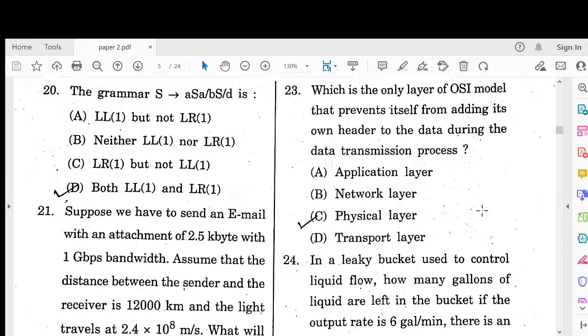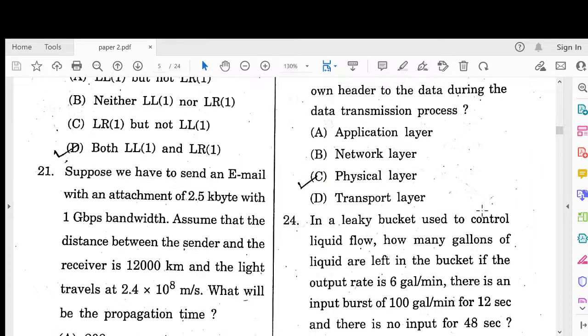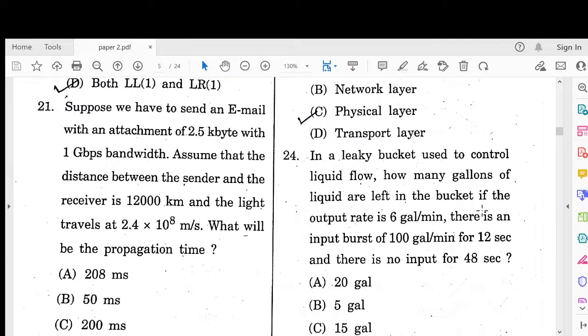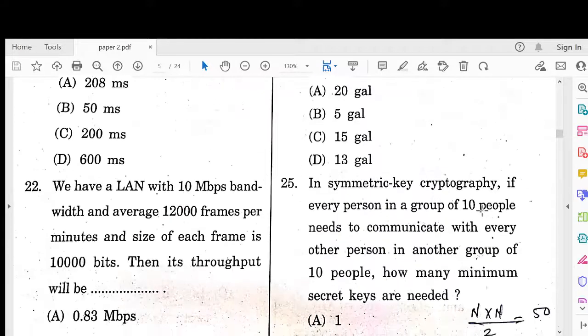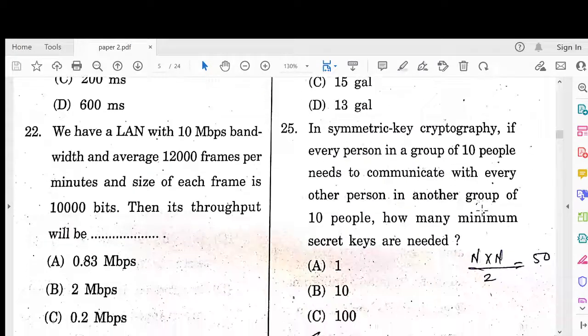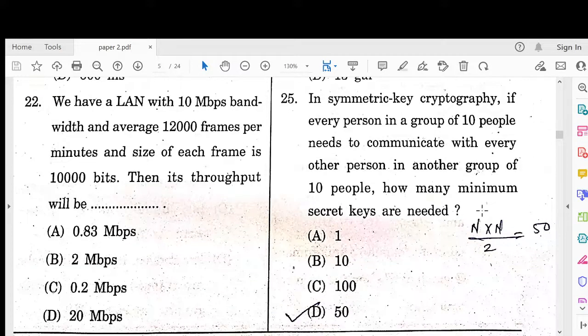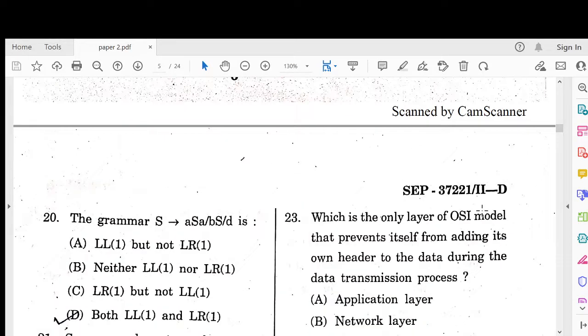Question number 21. You have to solve this problem and find the propagation time. The answer is option B, 50 milliseconds. Question number 22. For the LAN, the correct answer is option B, 2 Mbps. Question number 23.